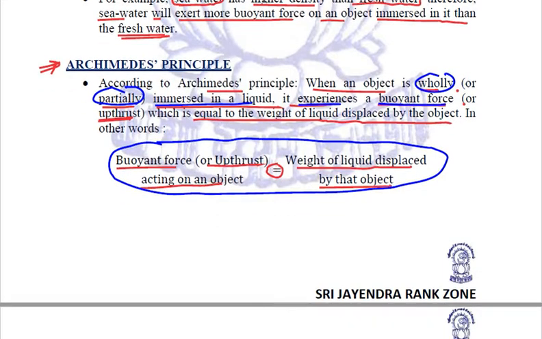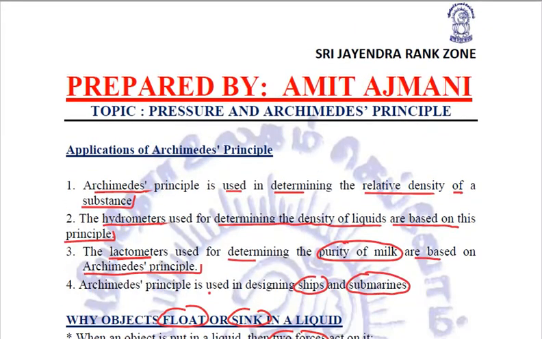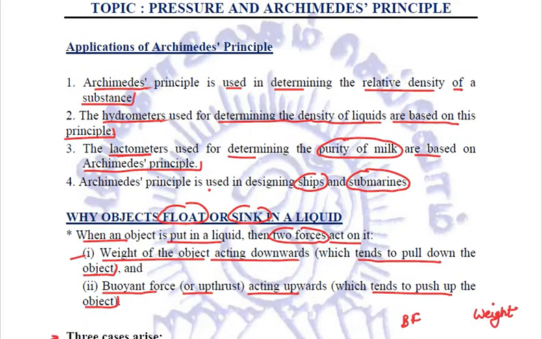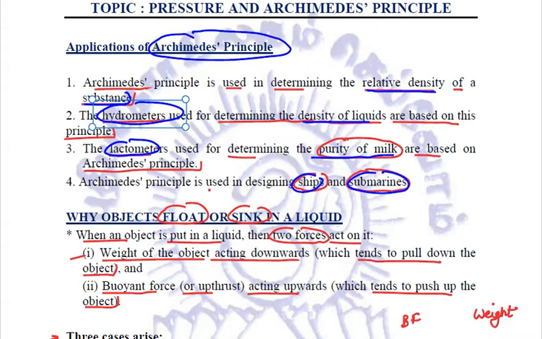This is the Archimedes principle, which is applied in various ways: in hydrometers, determining the density of liquid; in lactometers, determining the purity of milk; or in designing ships and submarines. In order to determine the relative density of a substance, Archimedes principle is used in all such things.